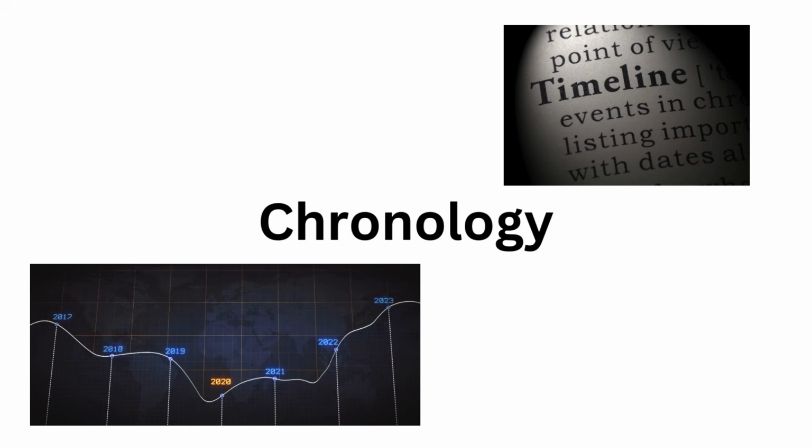The next word is chronology. So think of timelines or order of events. So right here you see 2017, 18, 19, 20, 21, 22, and so on. So just think of the word timeline when it comes to chronology. So you can think of chronological order. It is in order.